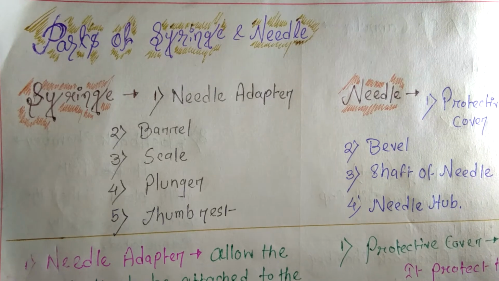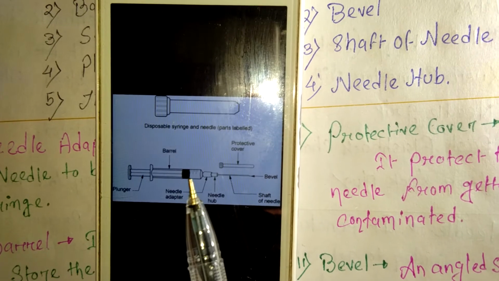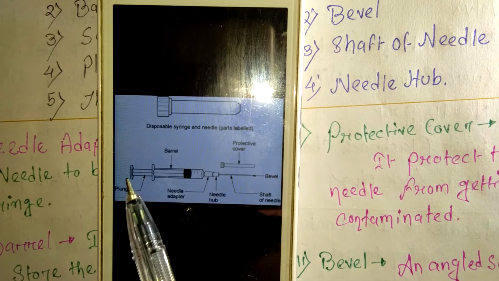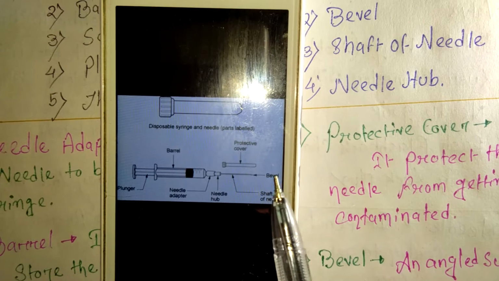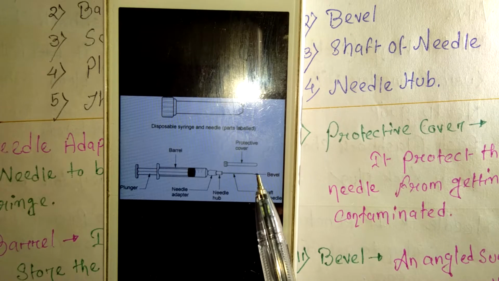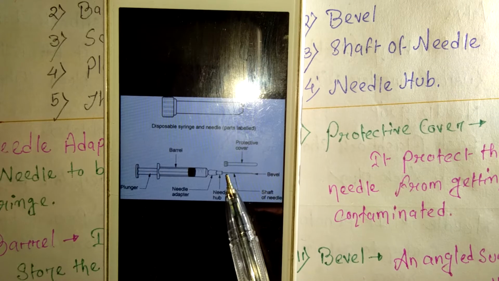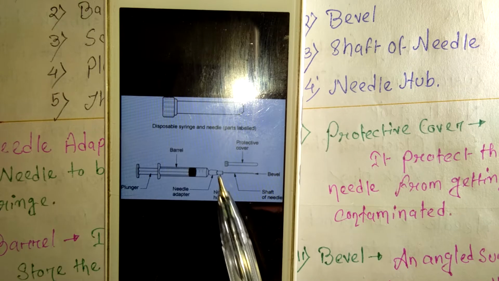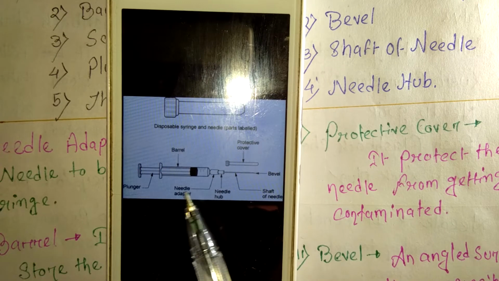Let me show you a pic. Let's see the parts of the syringe and needle. I will start with the needle. The top portion is called the bevel, and this long portion is called the shaft of the needle. This portion is called the needle hub. The portion behind the needle hub is called the needle adapter.